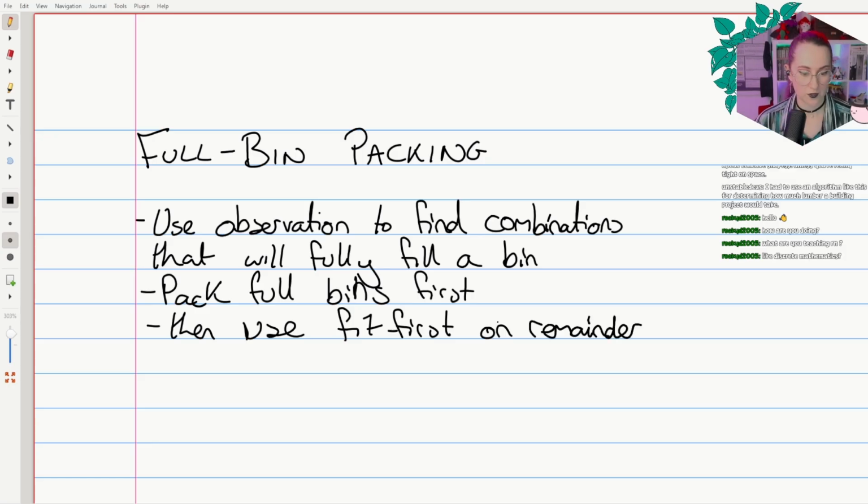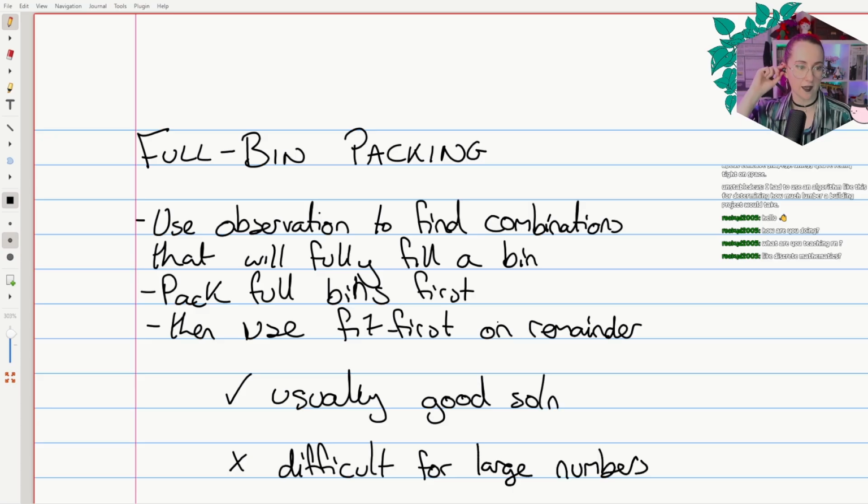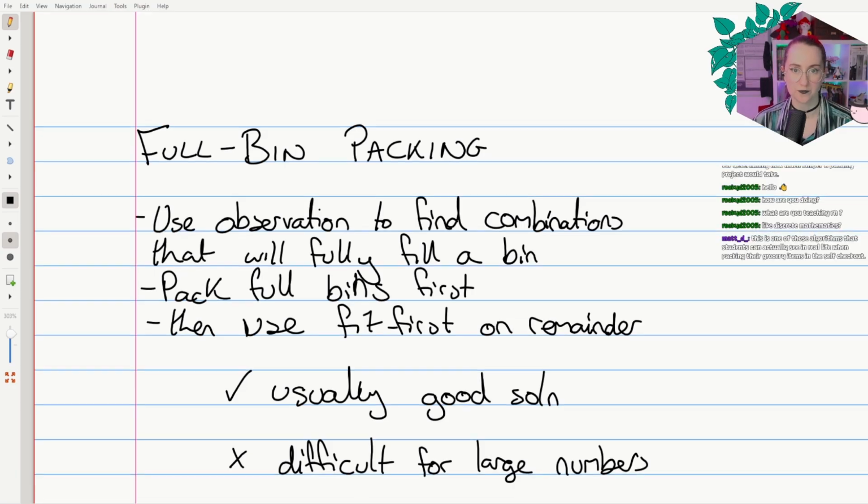Okay. So this, again, usually is a good solution. But the downside is it is difficult for large numbers, or really awkward numbers. Say I tell you that you've got things that are really complicated numbers. You've got a lot of measurements all between 0 and 1, and you've got to put them in boxes. It's not super intuitive what's going on.